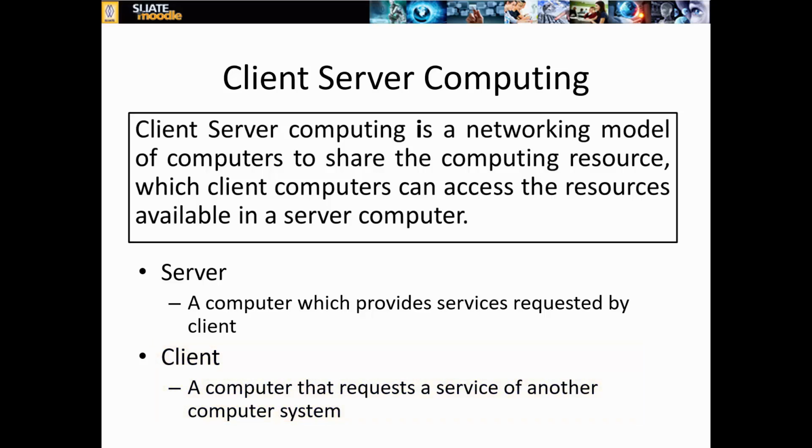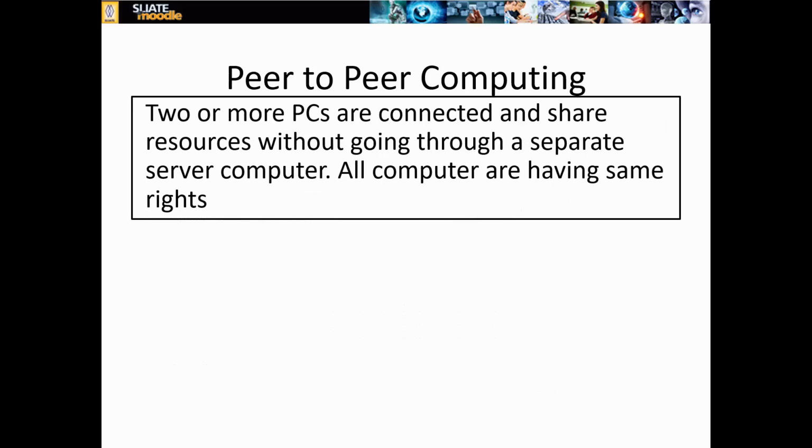For example, when you are using email and the World Wide Web, you receive information as a client, and this information is provided by different servers. Next, we move on to peer-to-peer architecture. In peer-to-peer computing, there is no separate server, and all the computers connected to the network have the same rights.